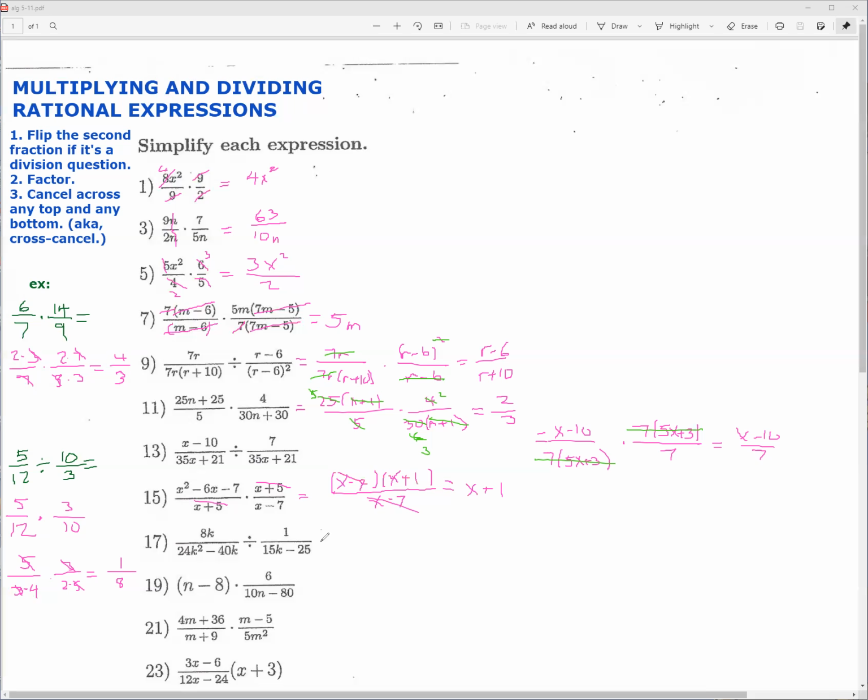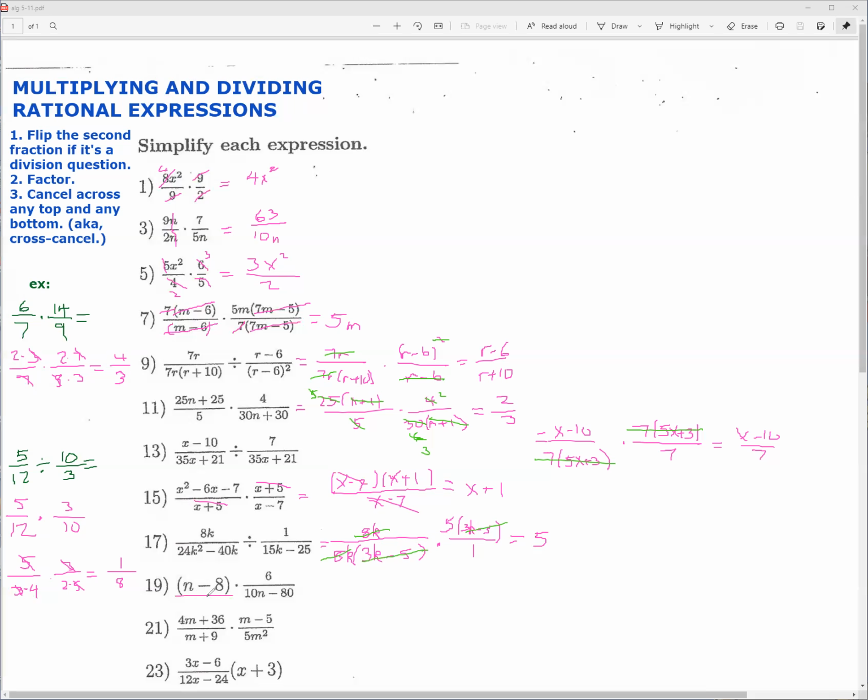All right, breaking it down again. 8k over, we can factor out an 8, we can factor out a k. So 8k times 3k minus 5 times, this is a divided by, so this is over 1. And the 15k minus 25 is 5 times 3k minus 5. Now what can we cancel? Well, 8k's obviously, 3k minus 5's. And lo and behold, the only thing that's left is a 5.